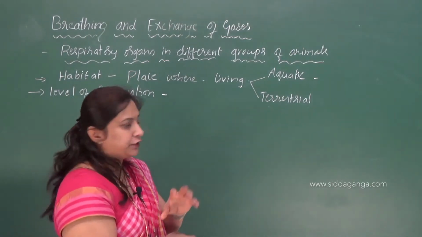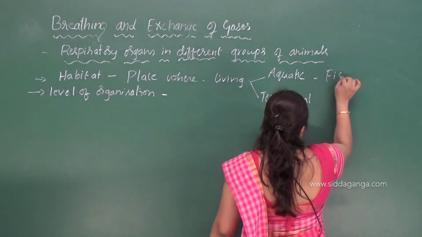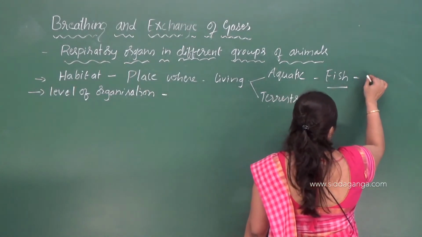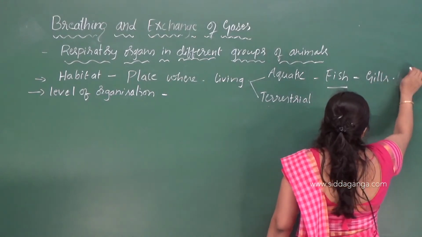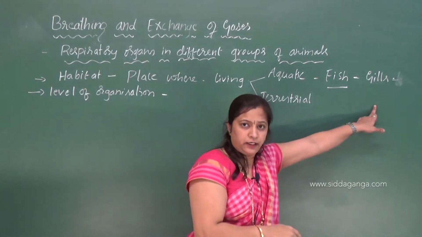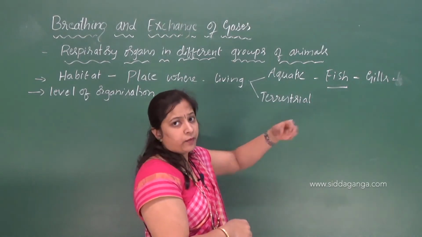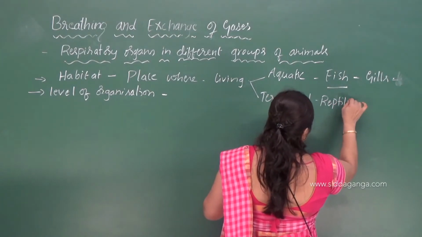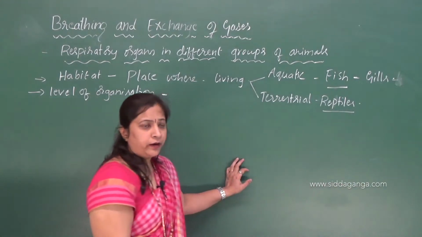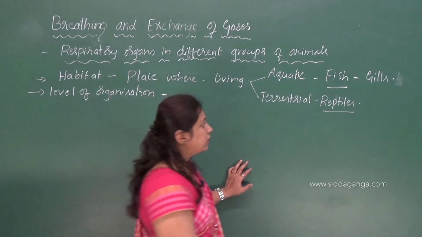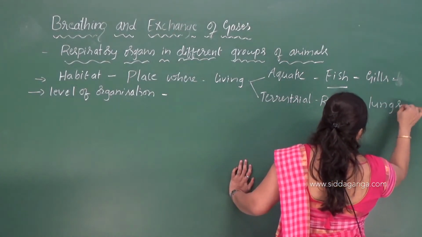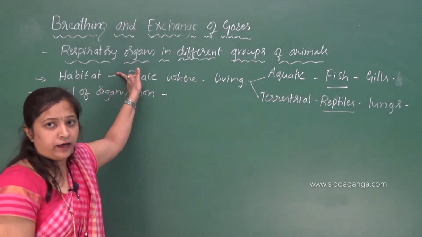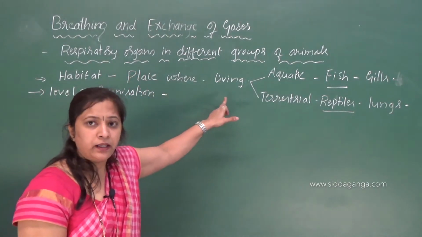See, for example, if you take fish. Fish is aquatic, right? It lives in water, so it has gills for respiration. So the respiratory organs in the case of fishes are the gills. And terrestrial animals, the animals which live on land, for example reptiles. Reptiles include lizards, snakes, chameleon. They are land animals and they have lungs for respiration. So the nature of the respiratory organ depends upon the habitat of the animal, and habitat means the place where an animal is living.